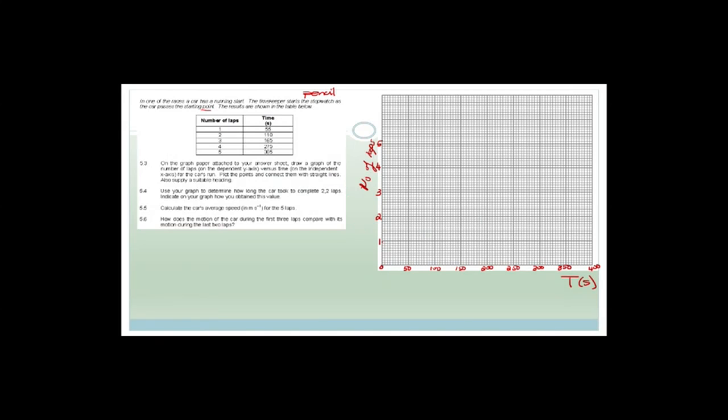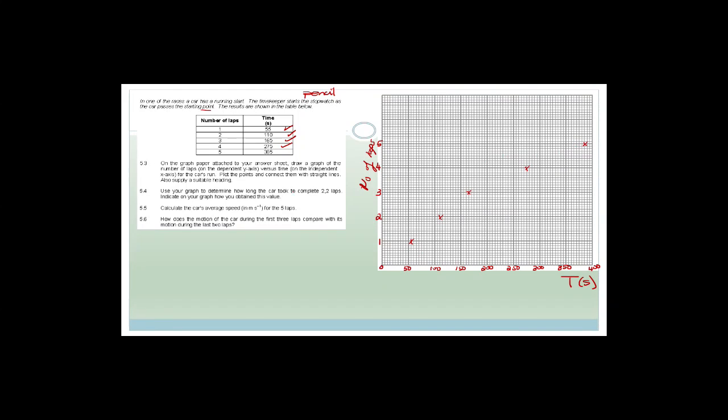Okay, so number of laps, the first number of laps is 1, and the time is 50 seconds. So this goes 50, 100. That means every second of these is 60, so this is 55 there. And I'm going to draw little crosses. At 2, it's 110. At 3, it's 165, so it's 150, 160, 165. At 4, it's 275, so it's 250, 260, 275. And at 5, it's 385, so it's 350, 360, 370, 385.